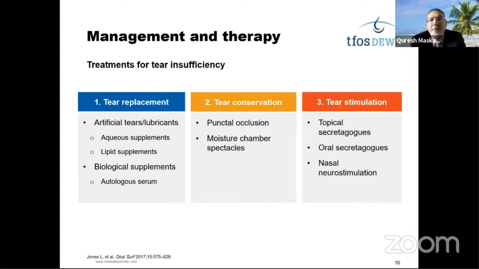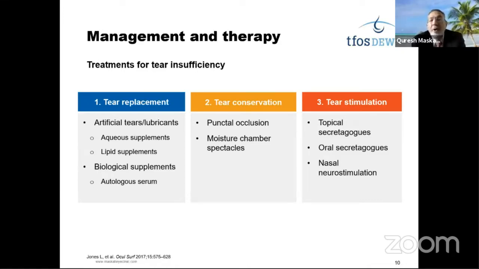Dr. Kazuo Tsubota, who himself suffers from dry eye in Japan, introduced me to moisture chamber spectacles, where he uses those tight-fitting glasses which can retain the moisture in the eye. Little uncomfortable, they look a little funny to wear, but they do work.